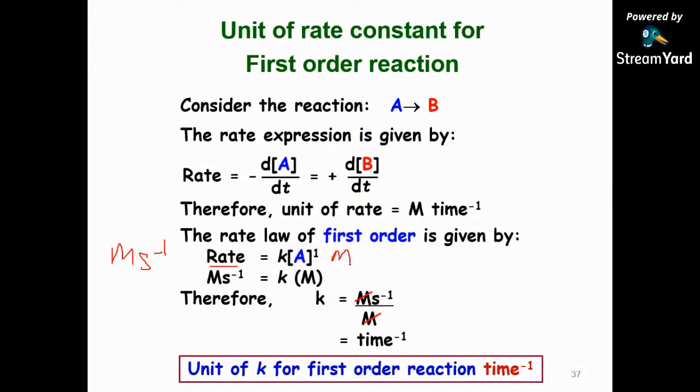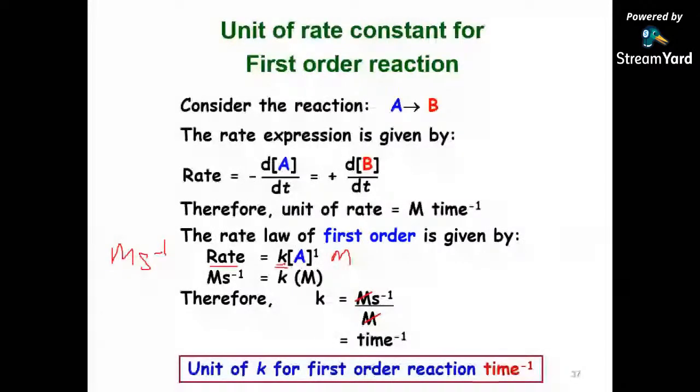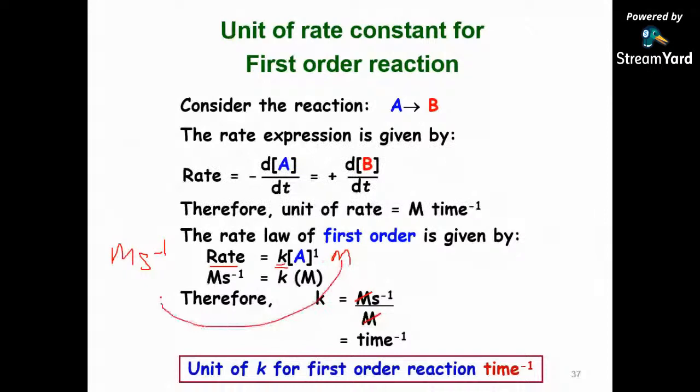So what is the unit for k? This one will bring over here, over M. So M cancels. That's why the unit is per second. In general, the unit for k for first order reaction is per time. Please take note: zero order, molar per time; first order, per time.